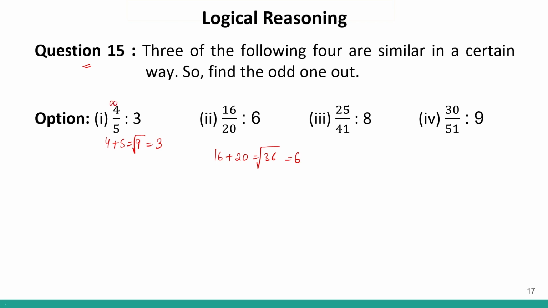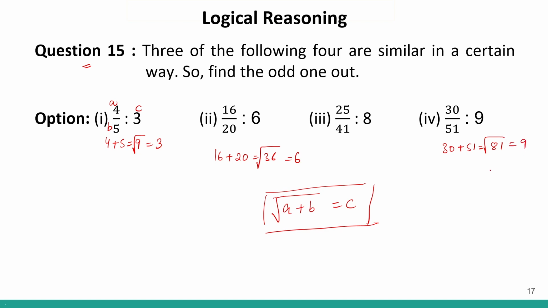So if this is A, this is B and this is C, basically A plus B and the under root of their sum is giving me C, correct? In this fraction, I have considered the numerator to be A and the denominator to be B, correct? So A plus B and the under root of the sum is giving me C. This is true for option number 1 and for option number 2. Now if I look over here, 30 plus 51 will be 81 and the under root of 81 will be 9. So this is true for option number 4 as well.